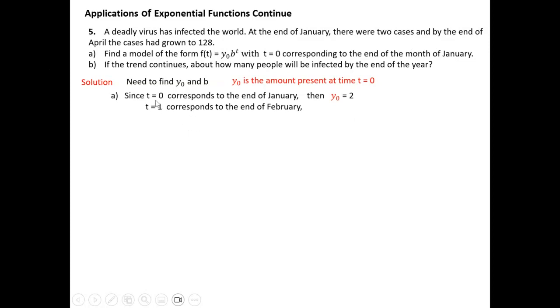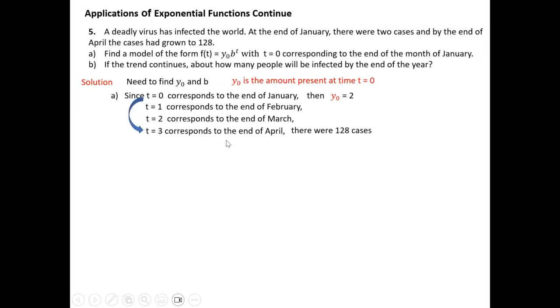So let's count from the end of January to the end of April to see how many months have passed. When t equals 1 corresponds to the end of February, t equals 2 corresponds to the end of March, and t equals 3 corresponds to the end of April. So at the end of April, there were 128 cases, right? I did it like this so it can be more visual, but you can go from t equals 0 to t equals 3 for the end of April.